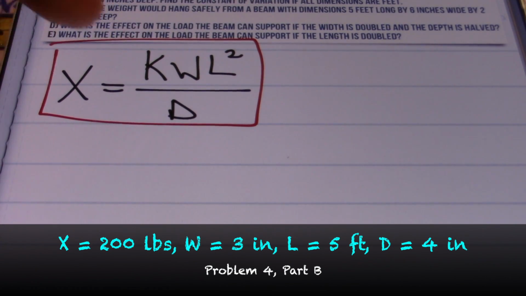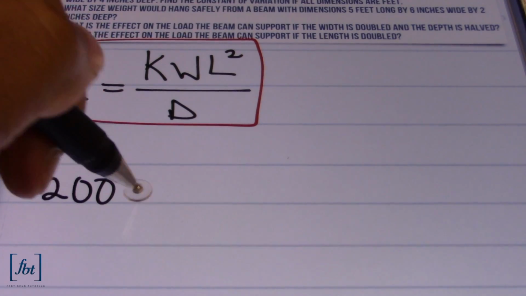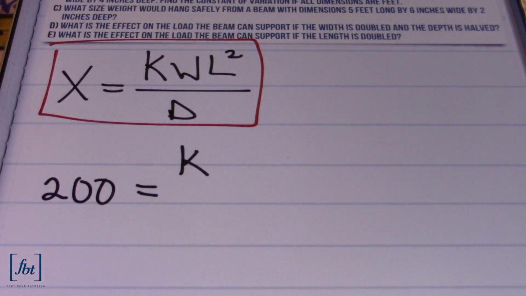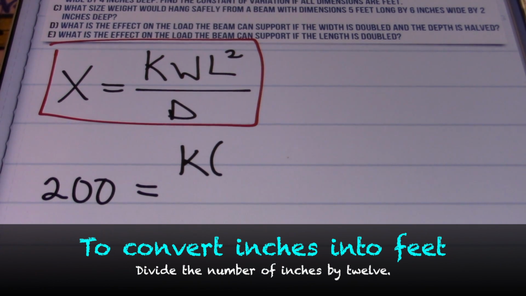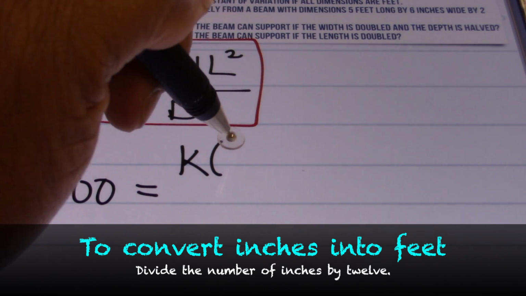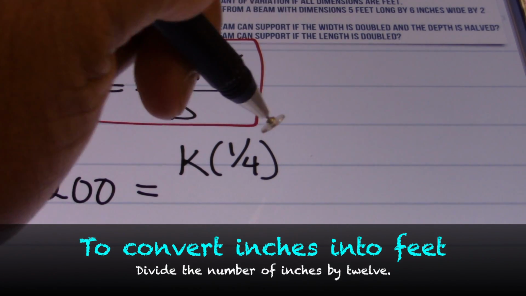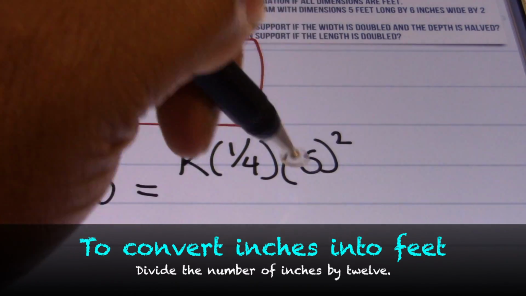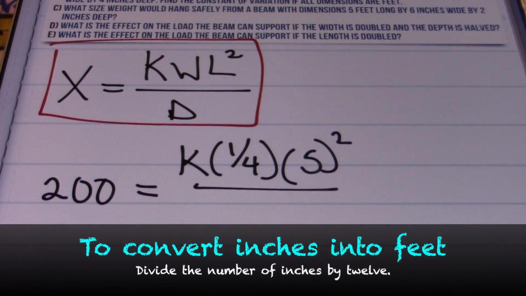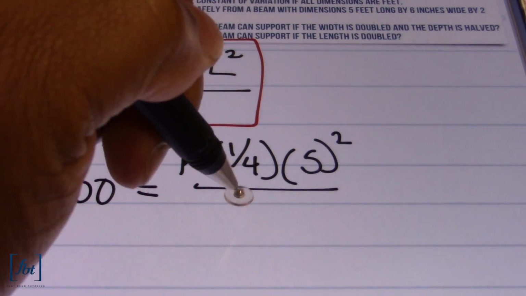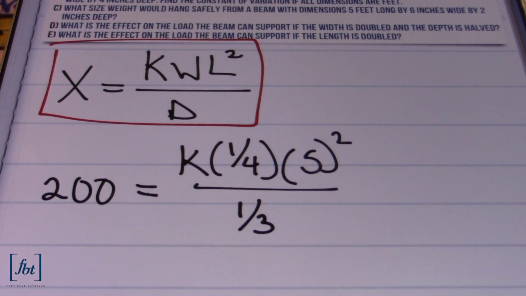So according to the given information, our load is 200. We have our constant of variation. It will be multiplying with a width of 3 inches, which will be converted into feet because it said that all the dimensions are measured in feet. So 3 inches converted into feet is 1/4 of a foot. And this is going to be multiplied by the length squared, so we'll have 5 squared, like so. So 4 inches converted into feet is going to be 1/3. So this is what I have thus far.